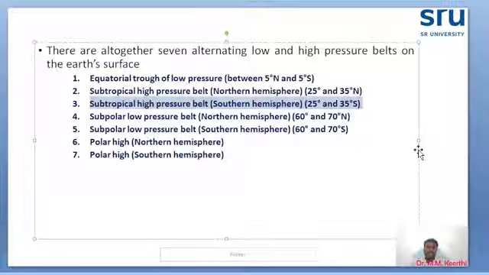The fourth one is the subpolar low pressure belt. It comes under the northern hemisphere, around 60 to 70 degrees north. The subpolar low pressure belt in the southern hemisphere is 60 to 70 degrees south.